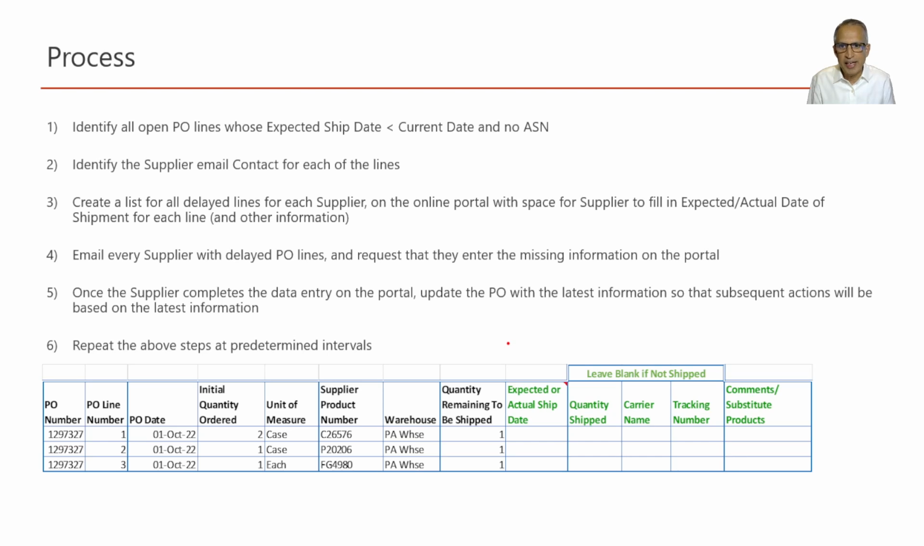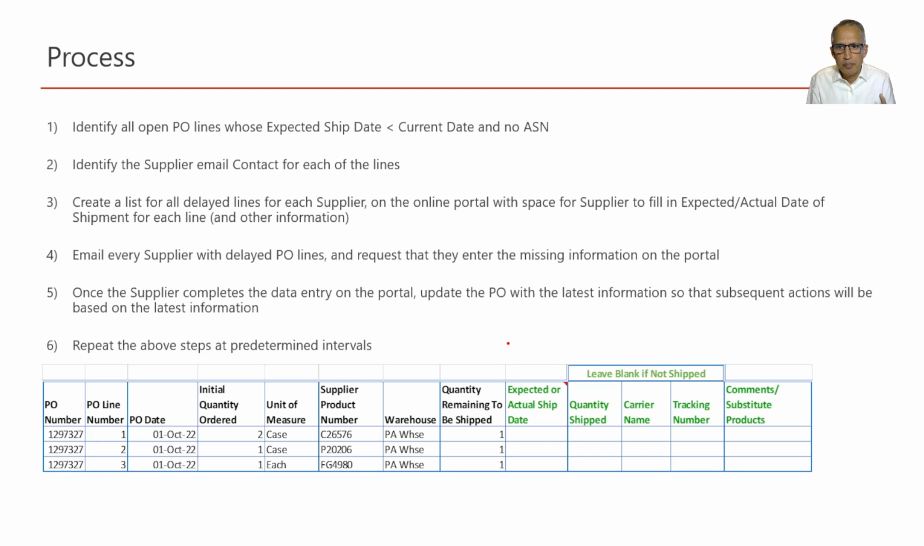Second, we identify the supplier contact for each of the lines. If there are 100 lines from the first step that we have identified as delayed, there may be perhaps 30 different suppliers to whom these PO lines were sent.